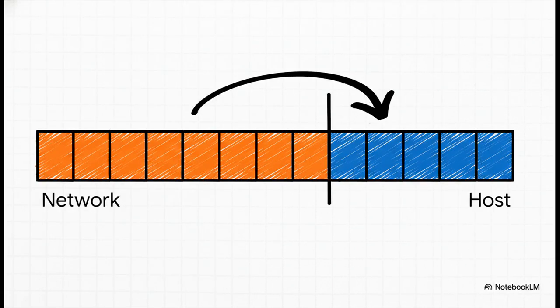Now, watch what happens when we change it to a /26. See that? The boundary line just shifted to the right. We basically borrowed a couple of bits from the host side and given them to the network side. And look, the space for hosts just got smaller. That means this is now a smaller network with fewer devices.